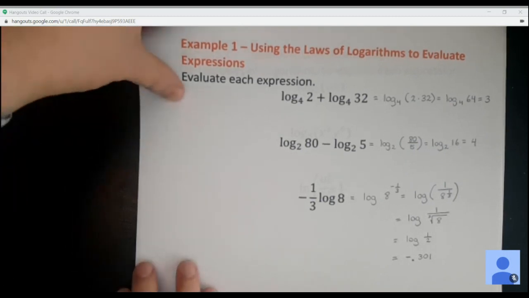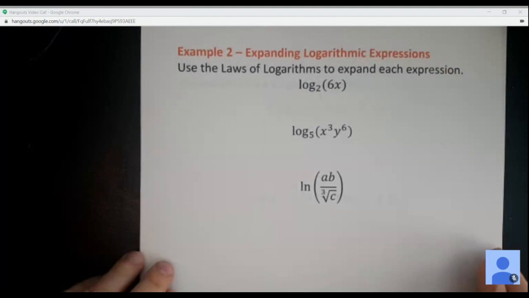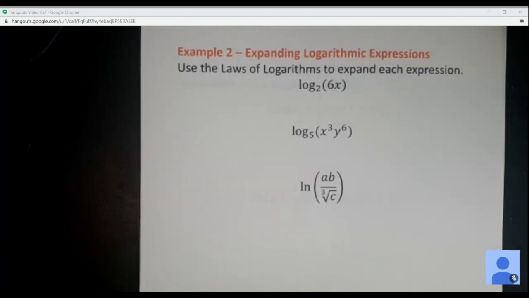All right. So now we want to expand. We're given some logarithms, a single logarithm, and we want to expand it into multiple logarithms using the laws that we've got. So we've got a base 2 log of 6x.